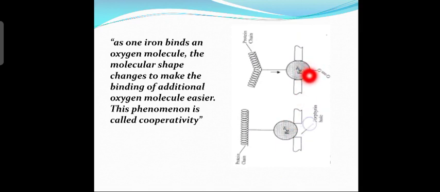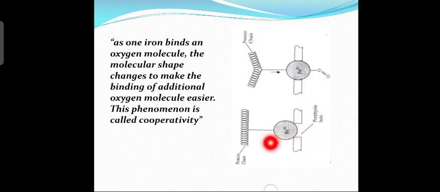This is known as cooperativity. Here there is no cooperation, here there will be cooperativity. It will fit into the hole when oxygen binds to the iron. So, as one iron binds an oxygen molecule, the molecular shape changes to make the binding of an additional oxygen molecule easier. So this is the change in shape of the molecule.